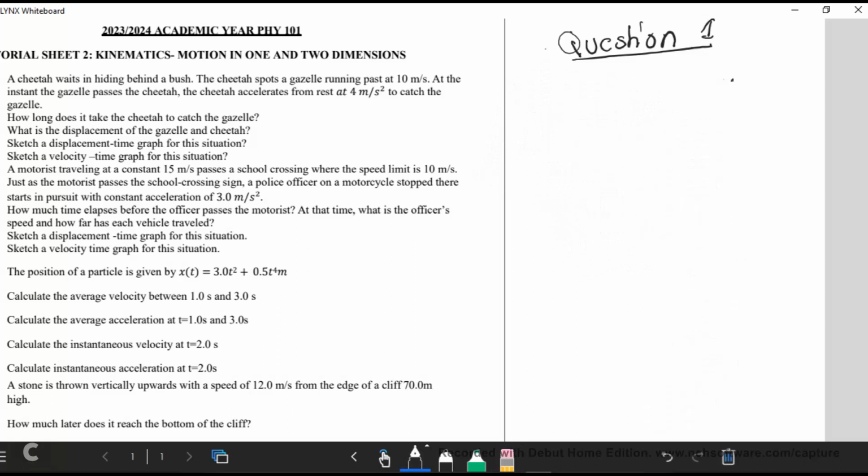So on question 2, question 2a, it says that a motorist traveling at a constant 15 meters per second passes a school crossing where the speed limit is 10 meters per second. Just as the motorist passes the school crossing sign, the police officer on a motorcycle stopped there starts to pursue with a constant acceleration of 3.0 meters per second squared.